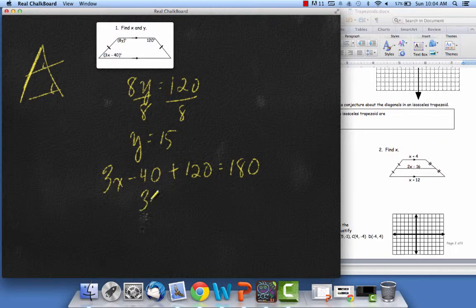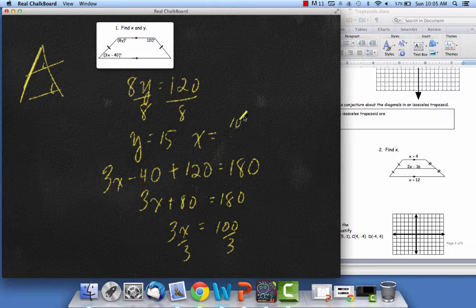Okay, so we have 3x plus 80 is 180. 3x equals 100. It's kind of odd. Alrighty. So anyway, x is 100 thirds.